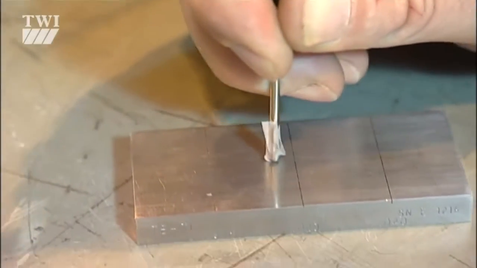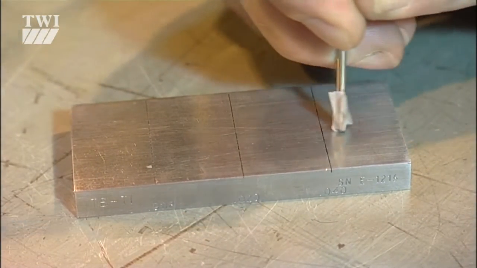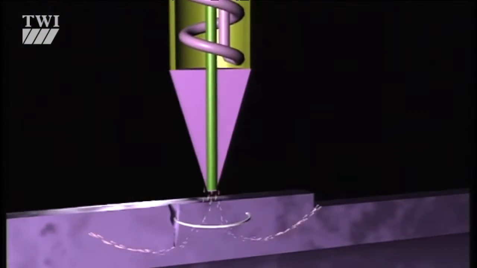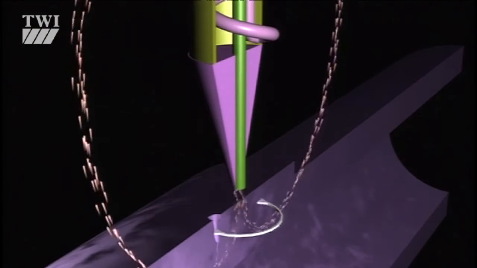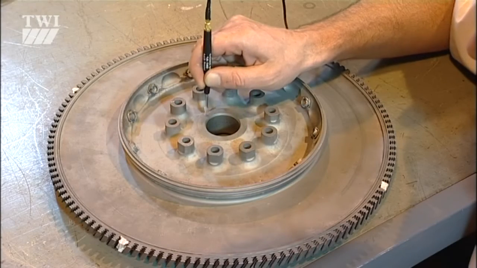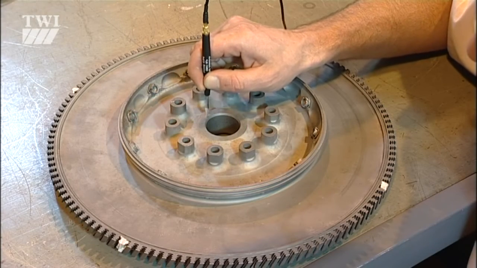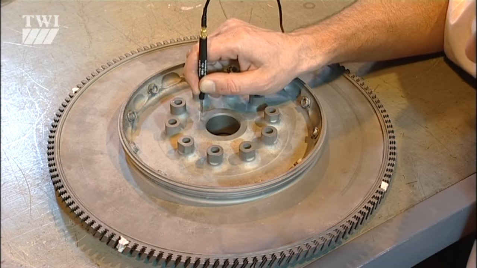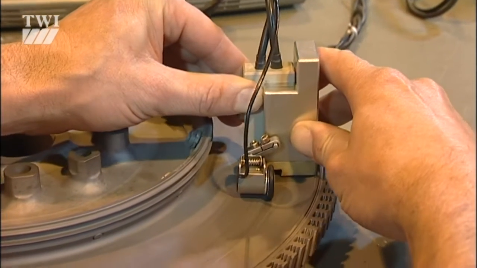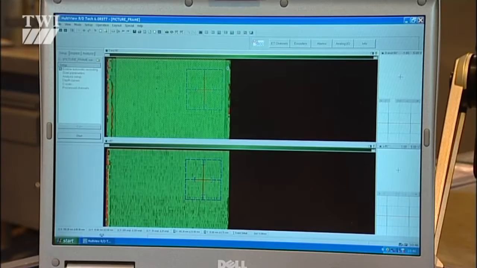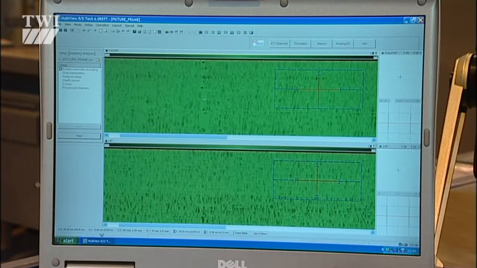Now to eddy current testing. In standard eddy current testing, a circular coil carrying an alternating current is placed close to an electrically conductive specimen. The alternating current generates a changing magnetic field which interacts with the test object and induces eddy currents. Standard eddy current testing is essentially a near-surface technique. It's useful for detecting surface breaking or near-surface cracking and variations in material composition.